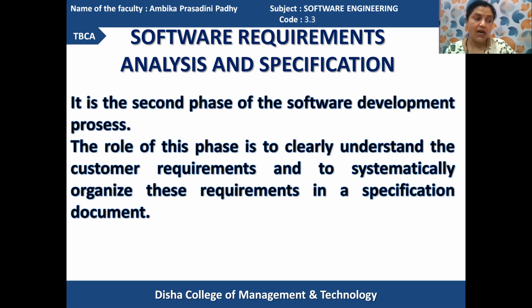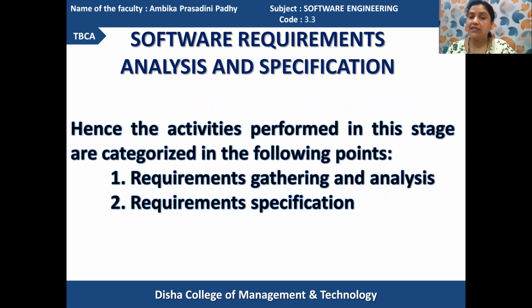When the information is collected from the customer and reflected in a document, two activities are carried out. The first activity is requirements gathering and analysis, and the second one is requirement specification. We have already discussed these points. Requirements gathering means collection. Collect the ideas from the customer, analyze, and clearly understand the system's needs.